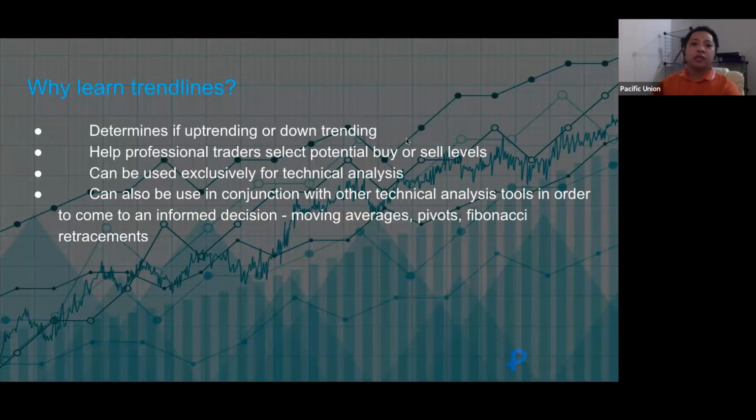So what are trend lines? Trend lines determine if the market is uptrending or downtrending. Basically, if the market's price is increasing or decreasing, it helps professional traders select potential buy or sell levels. Meaning, yung trend line, very basic lang naman siya, pero it's actually very powerful. It could actually help someone to identify areas where they could put a buy or sell, no? And it can be used exclusively for technical analysis.